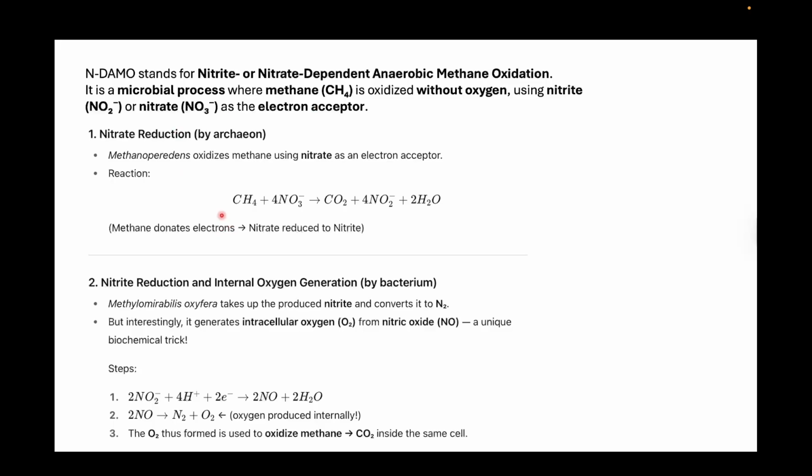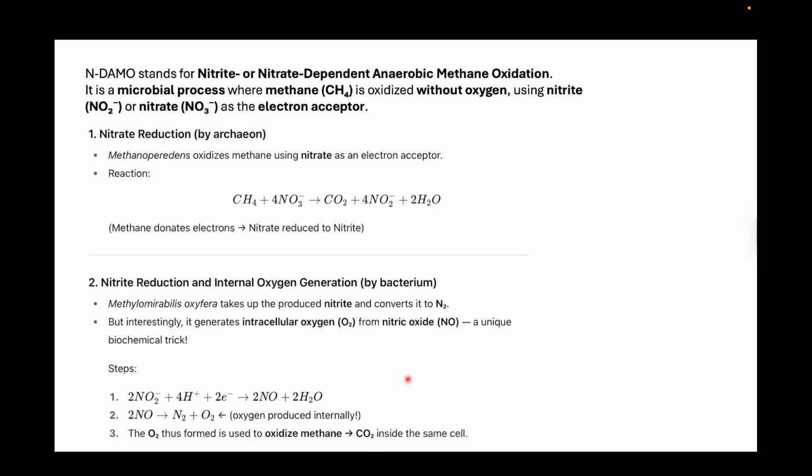By this archaea, Methanoperedens oxidizes methane using nitrate as an electron acceptor: CH4 plus 4NO3 minus gives CO2 plus 4NO2 minus plus 2H2O. And by another bacterium, which is not an archaea, Methylomirabilis oxyfera takes up the produced nitrite and converts it into nitrogen. Interestingly, it generates intracellular oxygen from nitric oxide: 2NO2 minus gives 2NO, and then 2NO gives N2 plus O2. Thus, the O2 formed is used to oxidize methane inside the same cell.